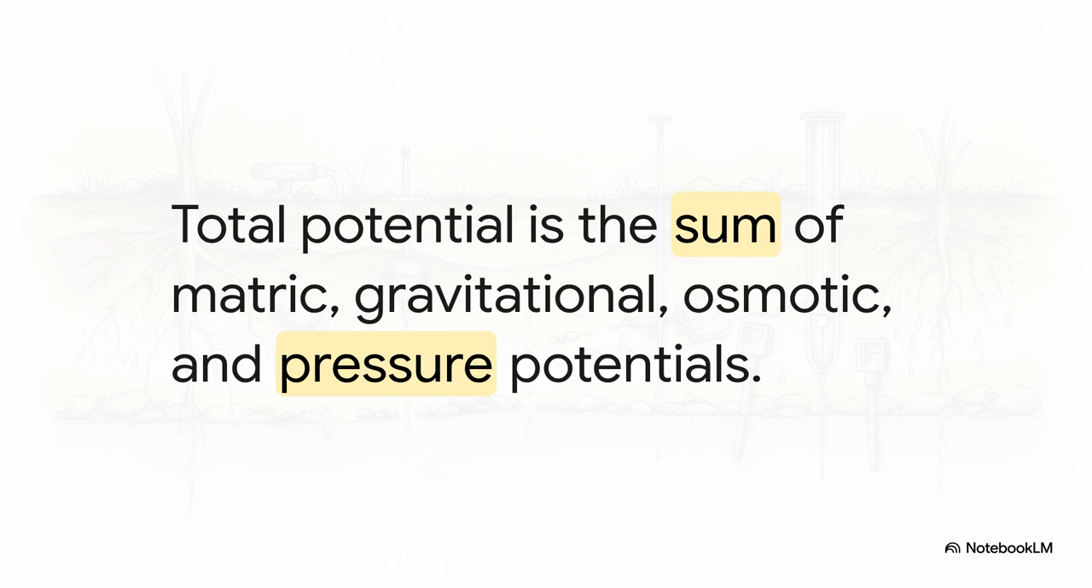We calculate this using the total water potential formula. It's the sum of matrix potential, gravitational potential, osmotic potential, and pressure potential. Now, if this grand total is perfectly constant across the entire soil mass, the water is in what we call static equilibrium. No net force, no movement. But if that number isn't zero, the water is on the move. Let's break down each piece of the puzzle.